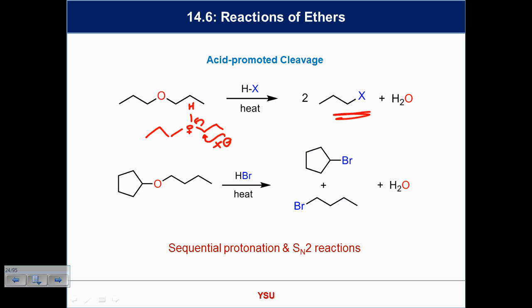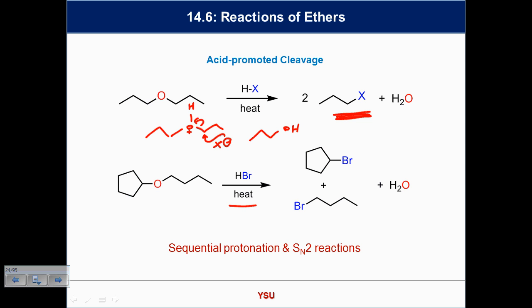They're both the same. Kick that out, you'll make one equivalent of whatever this happens to be, and you'll make one equivalent of that. You have excess HI. So you protonate again and kick it out again. That was last semester. That was the SN2 that you did.